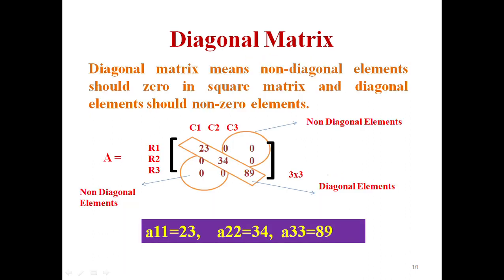Next is a diagonal matrix. Diagonal matrix means non-diagonal elements.